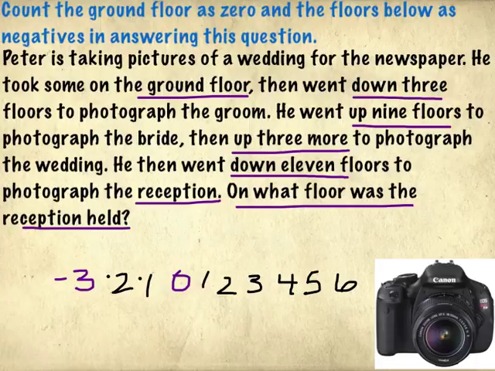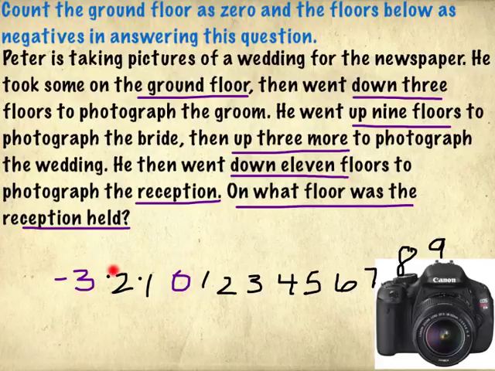Perfect. Then he went up 3 more to photograph the wedding. He was on 6. He went up to 7, 8, 9. My floors are slanty, but that's okay. He then went down 11 floors to photograph the reception. So he was on floor 9, and he went down 11. 1, 2, 3, 4, 5, 6, 7, 8, 9, 10, 11.